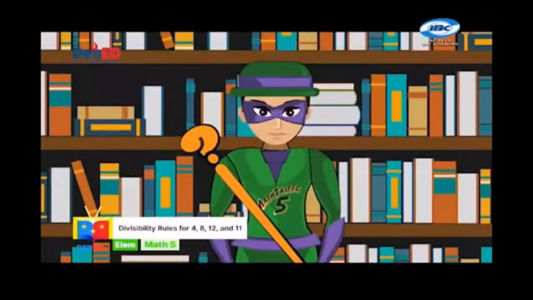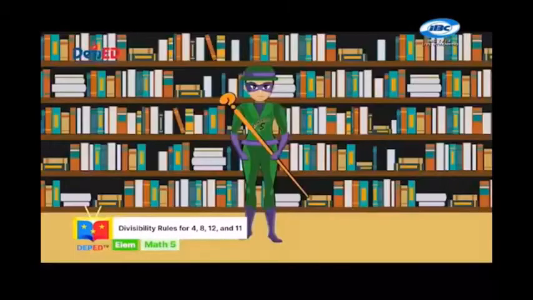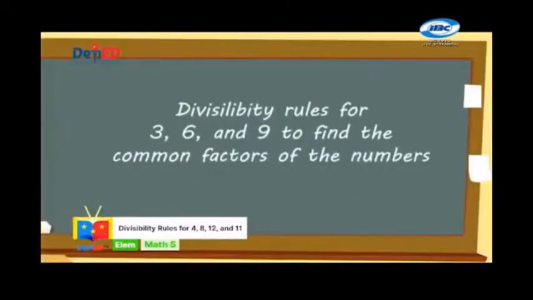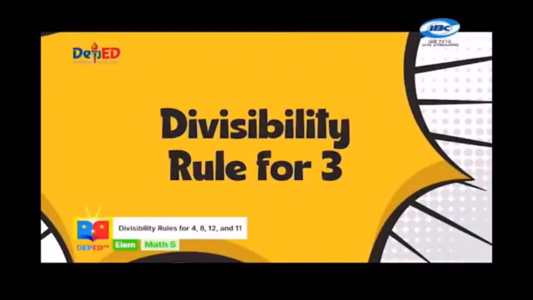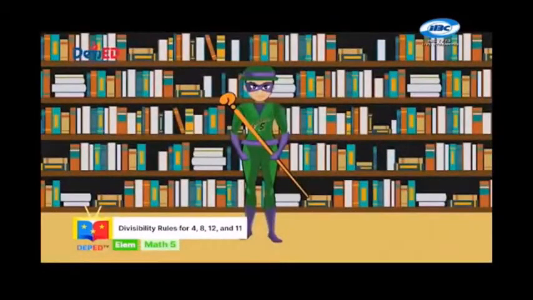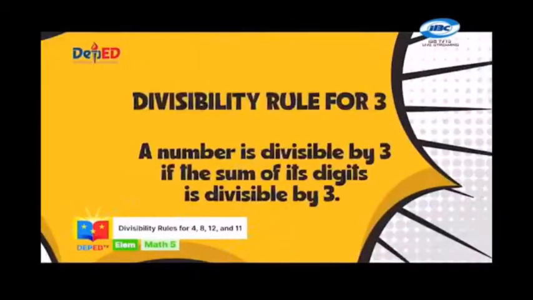Hello, math heroes. Welcome back to the Math Universe. I am Super Driller, your review hero. For today's review, let's revisit the superpower technique you learned in our last math journey. You have learned the divisibility rules for 3, 6, and 9. Now, let me ask you, how will you know if a number is divisible by 3? Math heroes, let's read together. A number is divisible by 3 if the sum of its digits is divisible by 3.